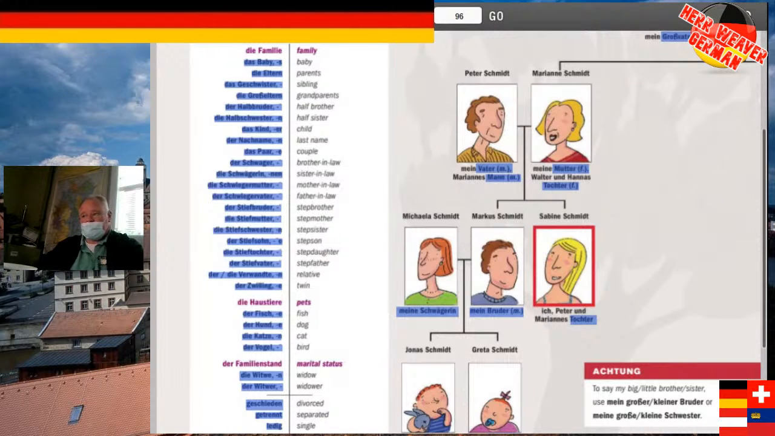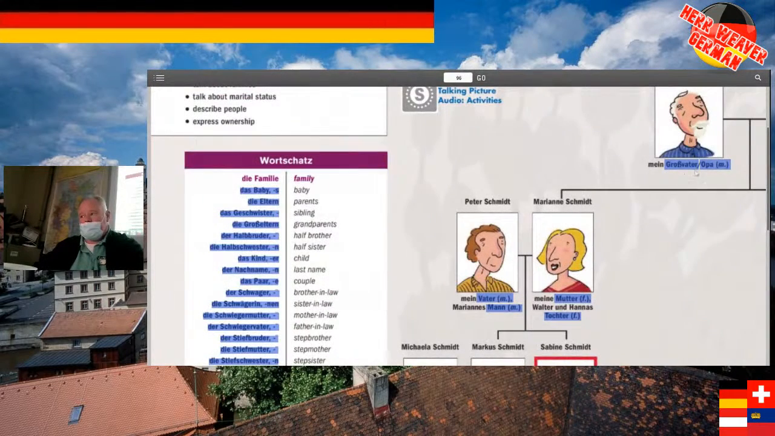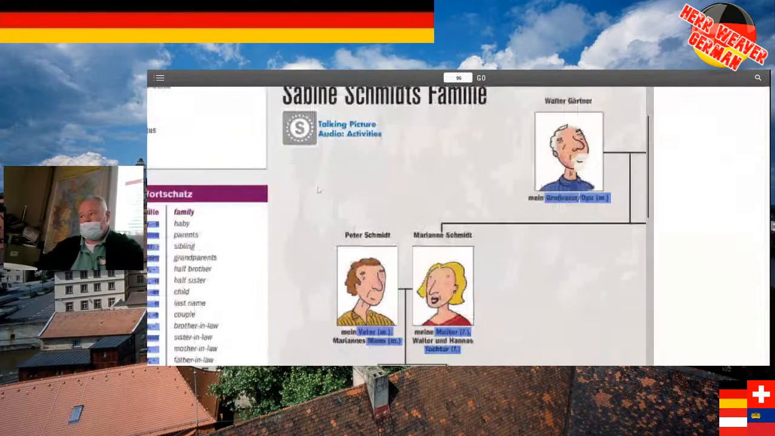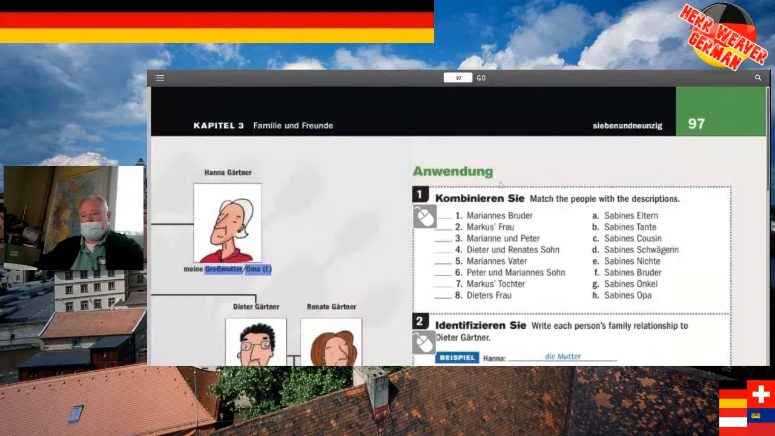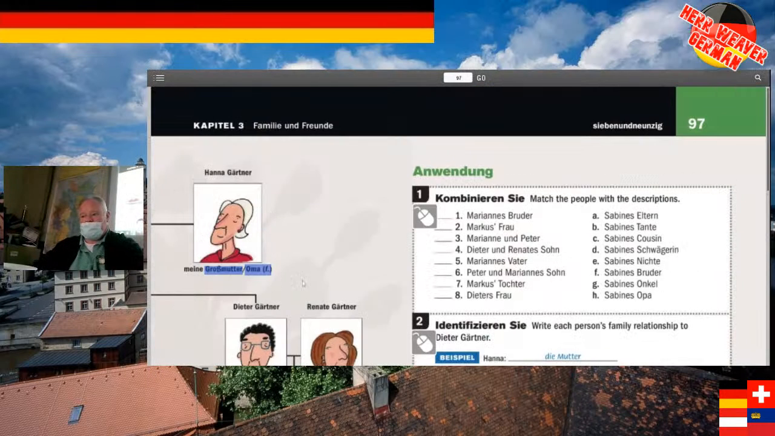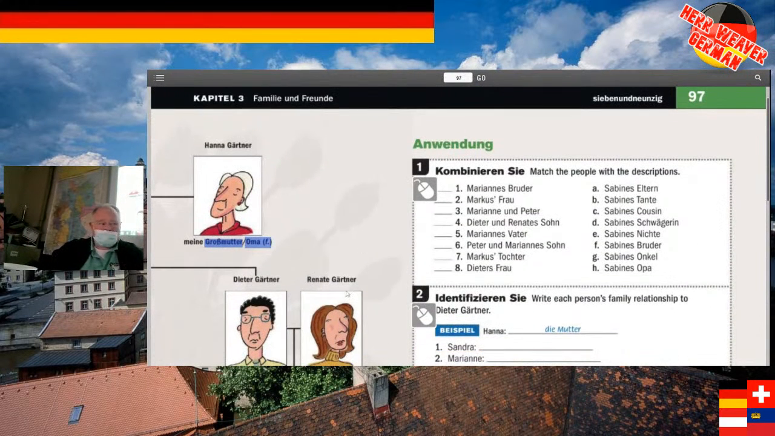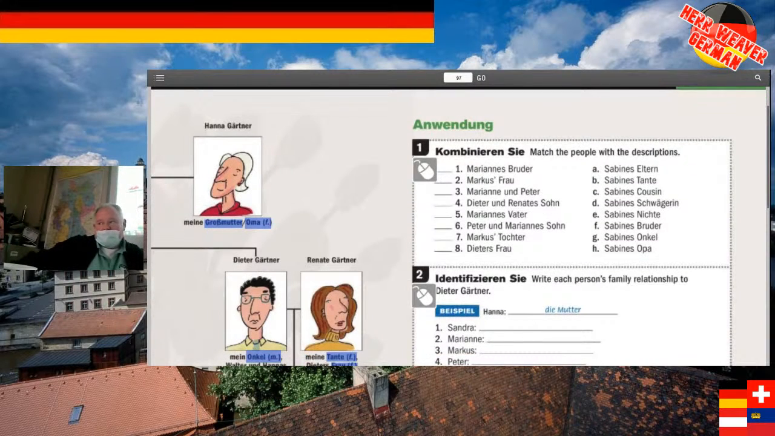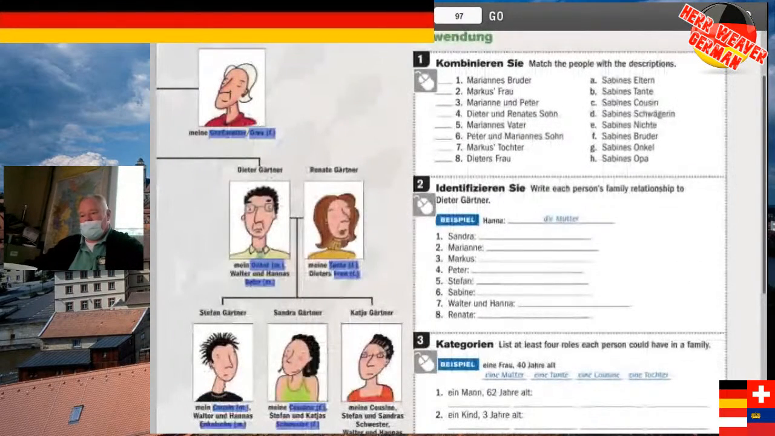Und Walter und Hannah, they're up here. Here's Walter. And Hannah's married to him. What are they? What do they call it? Eltern, right. They're his Eltern. And I think one more. Yeah, Renate. Let's take a look and see where Renate fits in. Pretty simple. Dieter Gärtner to Renate Gärtner. She's his Frau. Das ist richtig. Dieters Frau. Sehr gut. Okay.